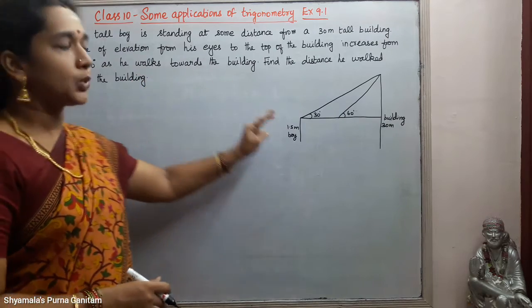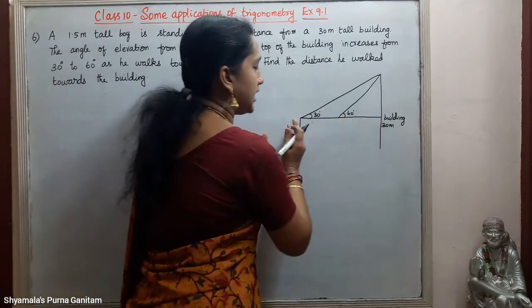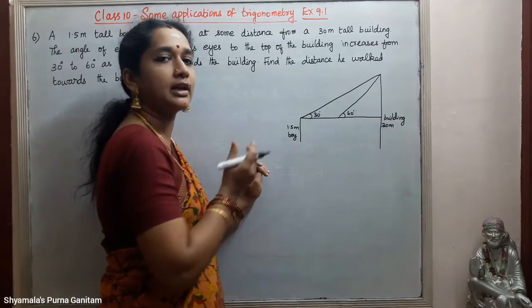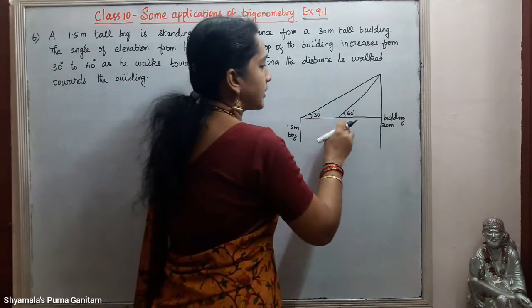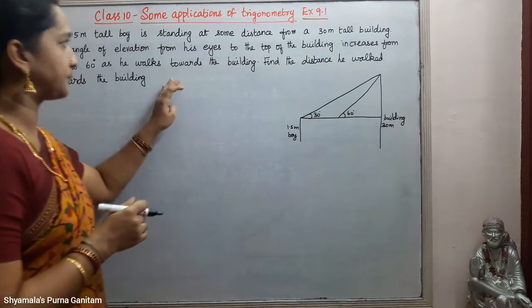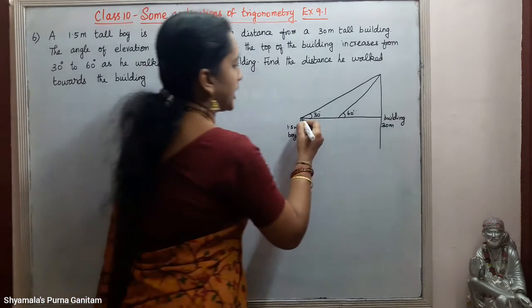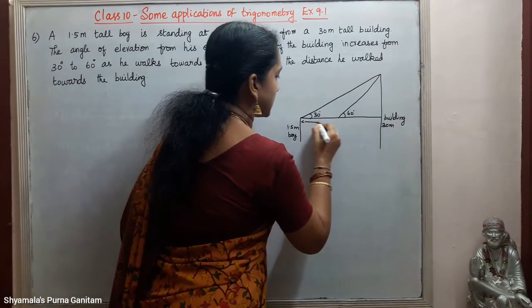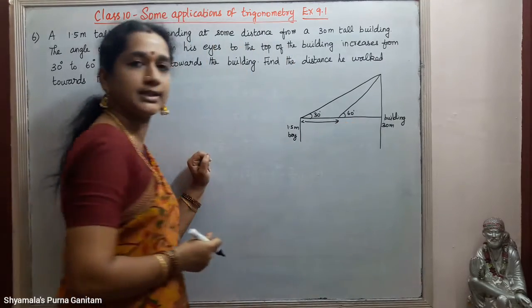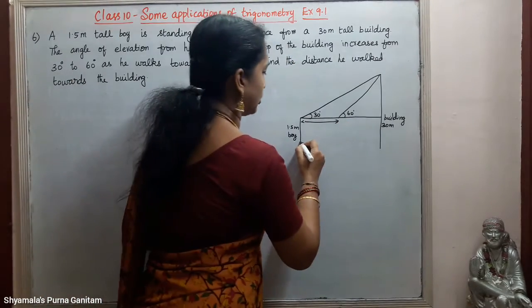Okay, he walks towards the building. So, this is the building, and he is walking towards it. The angle of elevation increases from 30 degrees to 60 degrees. Find the distance he walked towards the building. So, we are asked to find this distance, the distance walked towards the building.